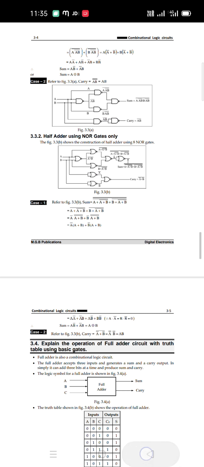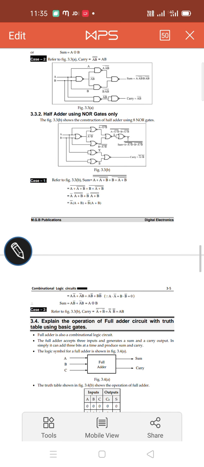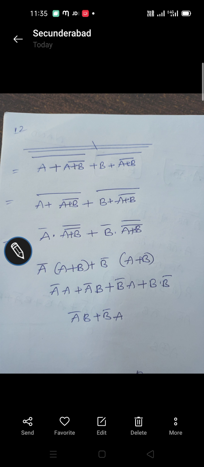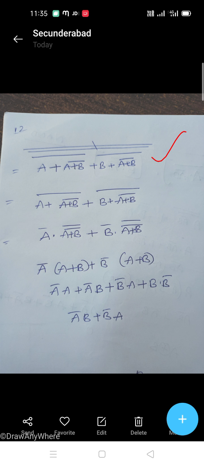How are we realizing it? See, this is the expression, the final expression output of the NOR gates. Again, 2 bars means I am cancelling these 2 bars and writing the final expression here. And again I am splitting this: plus means dot, and plus means dot.